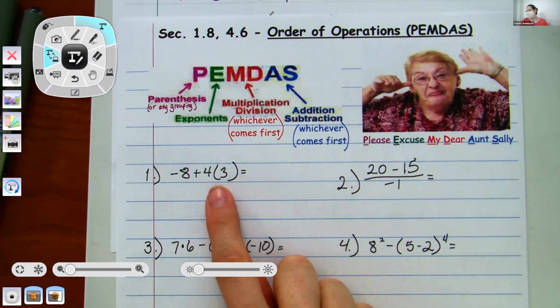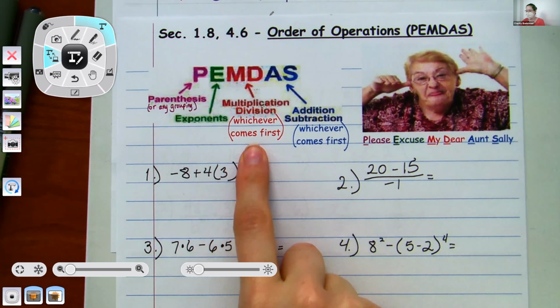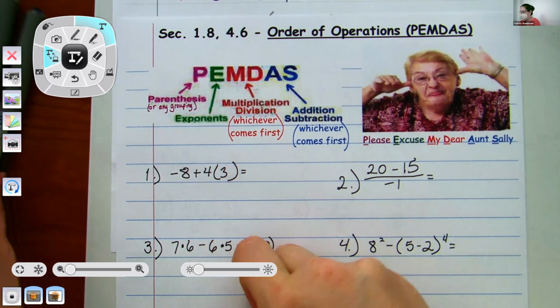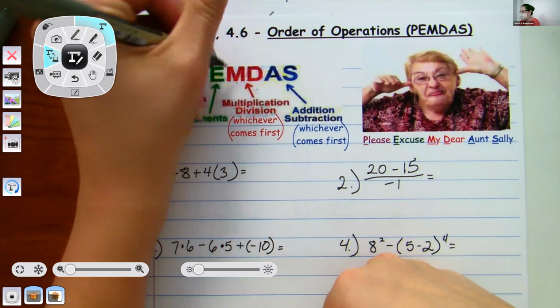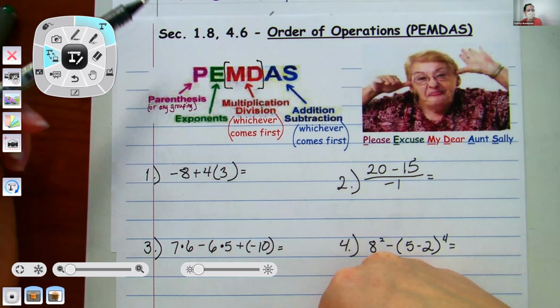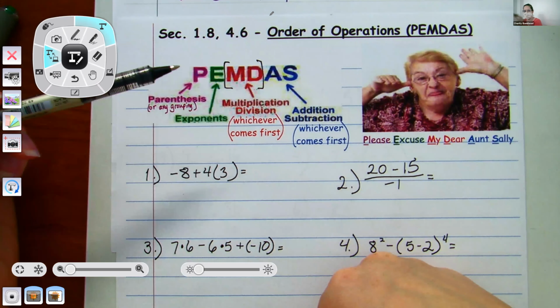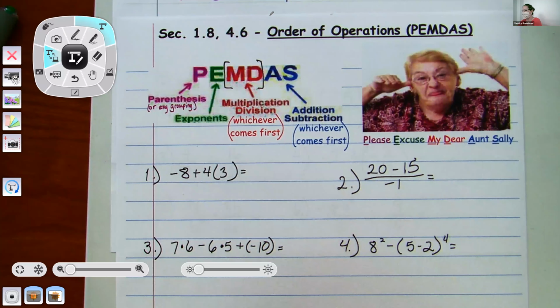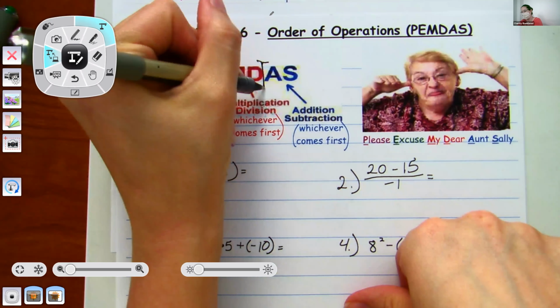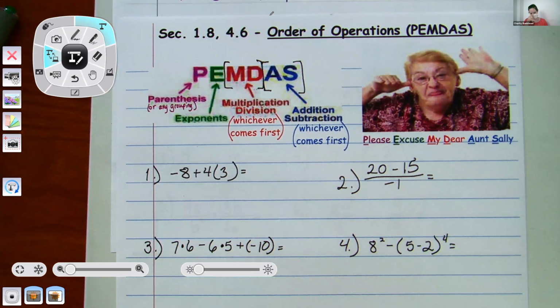And then after parentheses is exponents. And then after that, you have multiplication and division, which is one thing. So you don't necessarily multiply before you divide. You can divide before you multiply. You just need to do those in order from left to right, as long as you do those before addition and subtraction, which again is like one thing. You just do those in order from left to right.